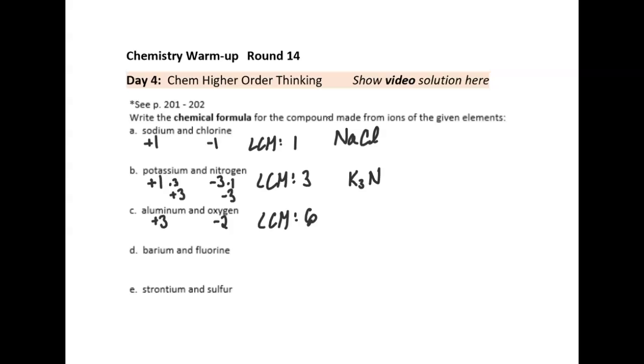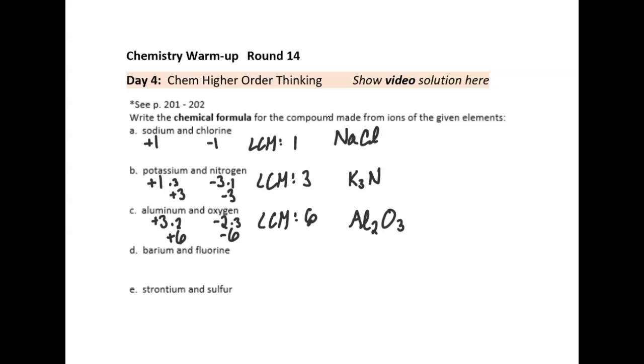So think about how we can end up with positive 6 and negative 6. We need to have 2 of the positive 3 particles to make positive 6. But we need to have 3 of the negative 2 charged particles to make negative 6. The formula is Al2O3. 2 aluminum ions and 3 oxide ions create a neutral compound.